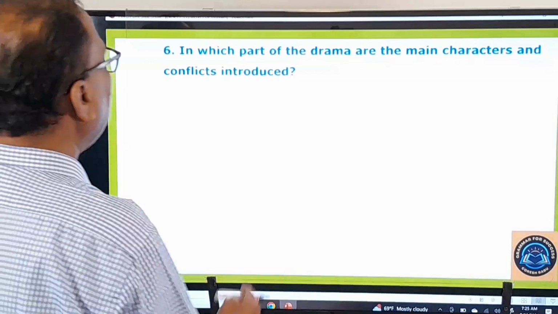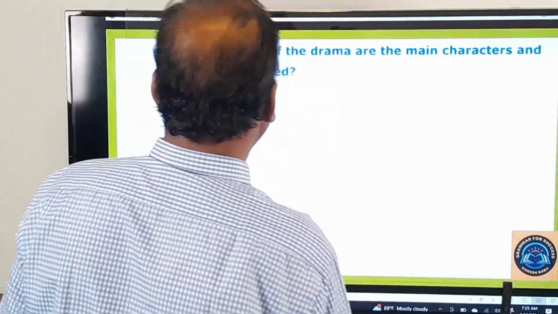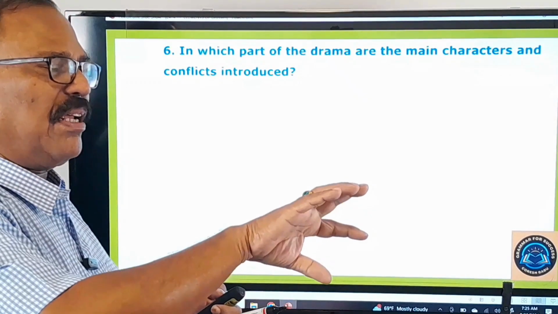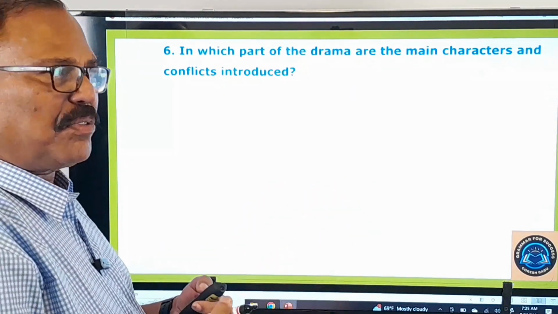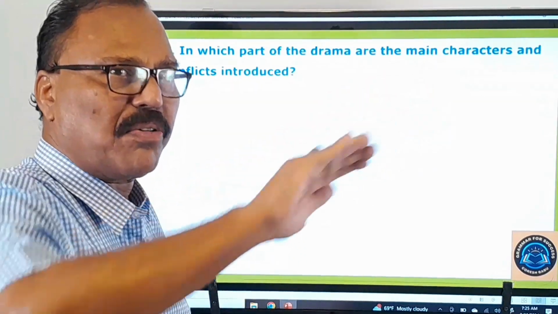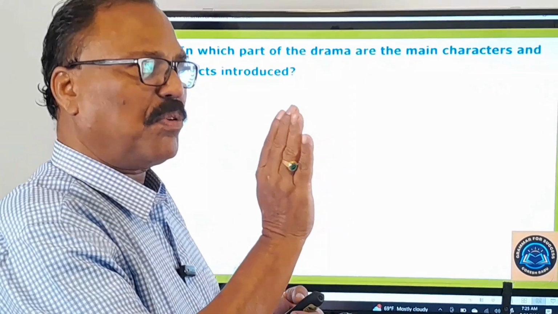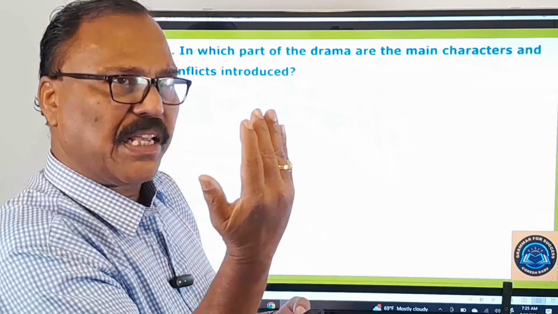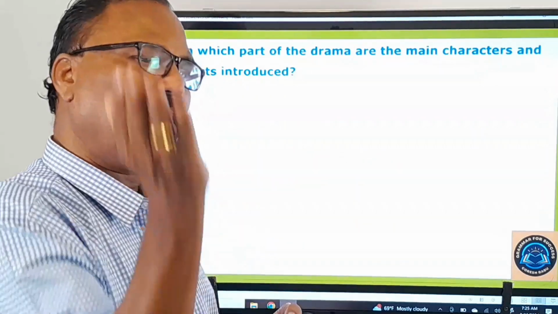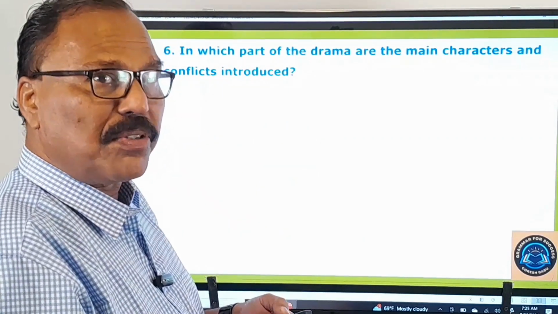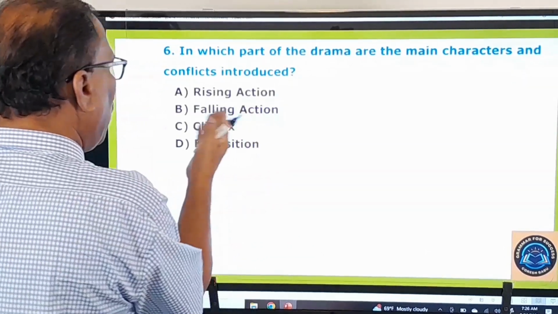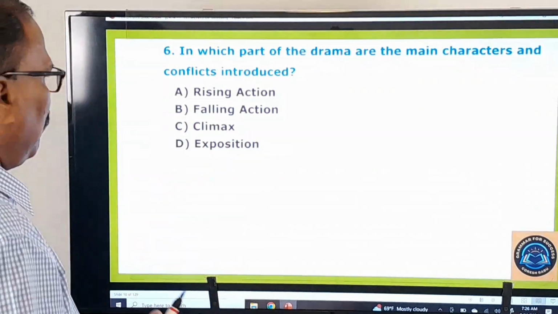And the sixth one is here: in which part of the drama are the main characters and conflicts introduced? The questions are repeated in a different manner, so that you get acquainted with the style of posing of the questions. One question is posed from different angles. The very same question. So you should not get confused in answering that question. That's very important. Here you pay attention: rising action, falling action, climax and exposition.